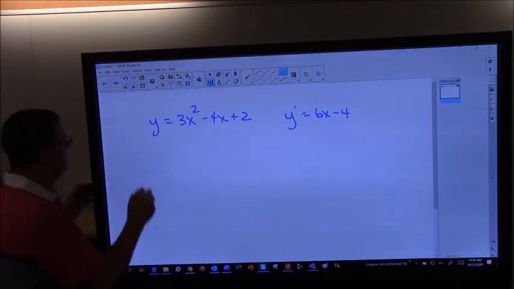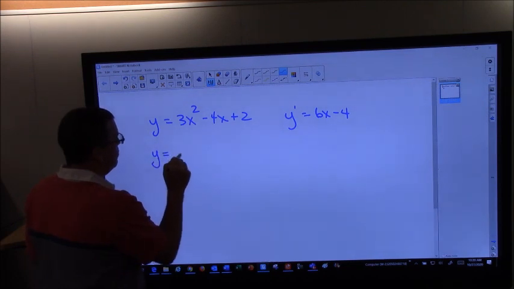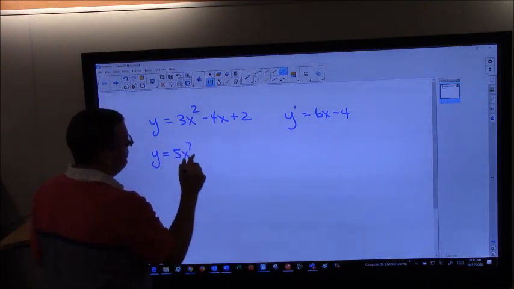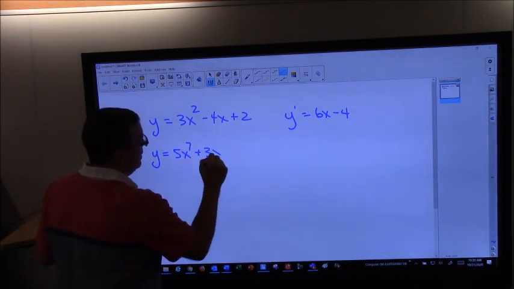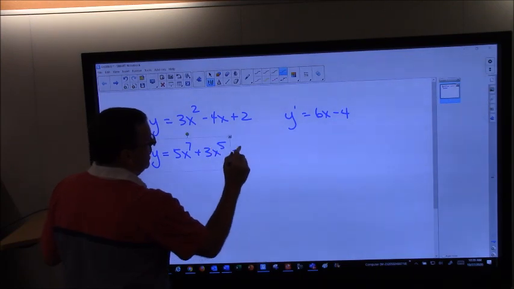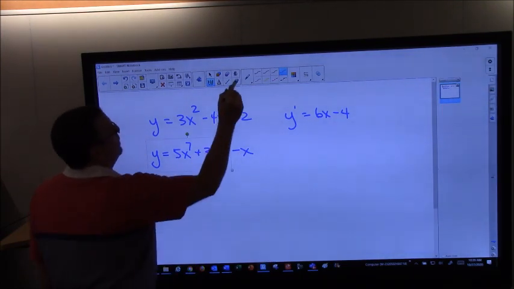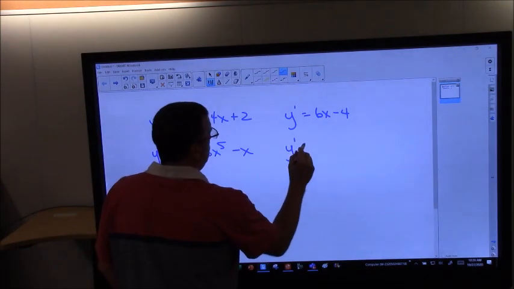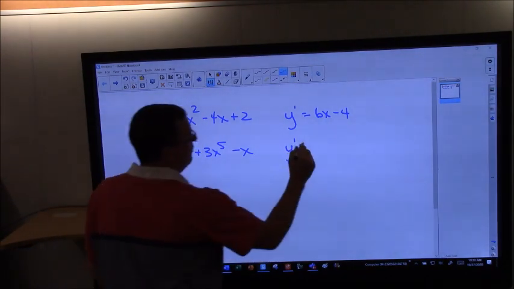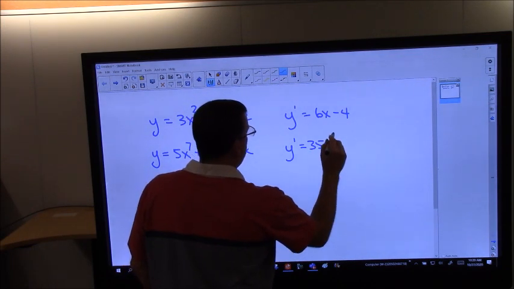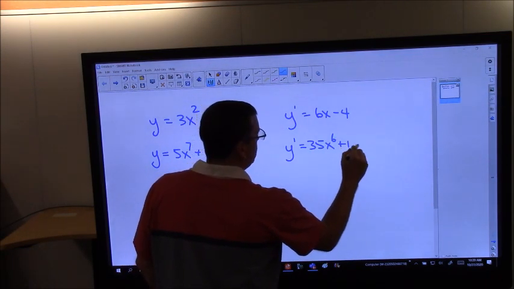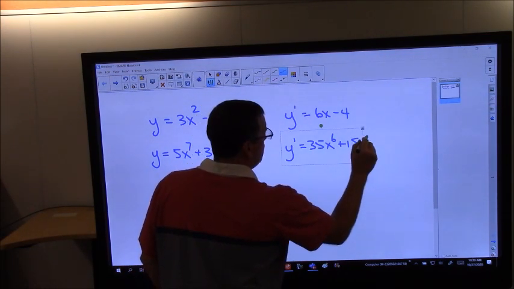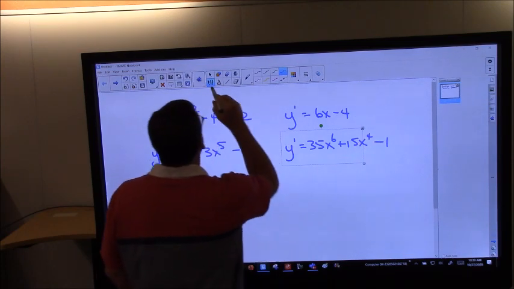Let me do another one. This time y equals 5x to the 7th plus 3x to the 5th minus x. And I should be able to just look at that and say y prime is equal to 35x to the 6th plus 15x to the 4th minus 1.